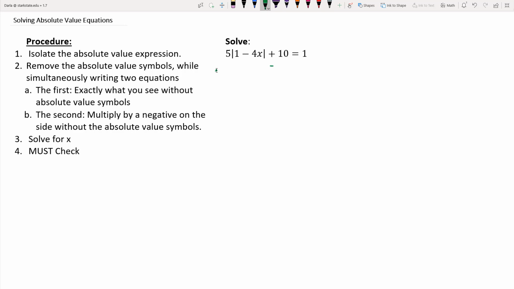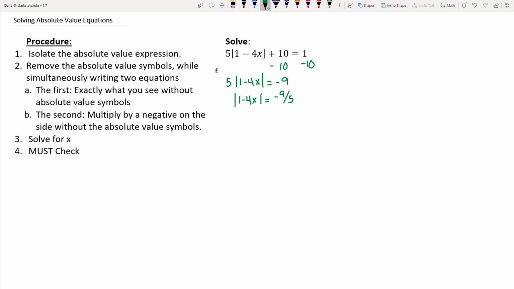So my first step is to subtract 10 from both sides of my equation to balance that equation out. We're left with 5 times the absolute value of 1 minus 4x equals a negative 9. And then I need to divide by 5 on both sides, so I'm left with the absolute value of 1 minus 4x equals negative 9 fifths, because when I divide by 5 on both sides, I'm left with negative 9 fifths on the right.